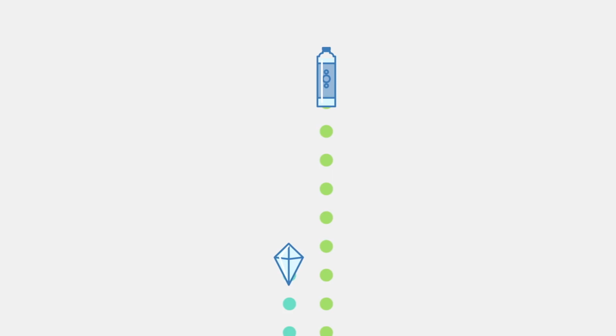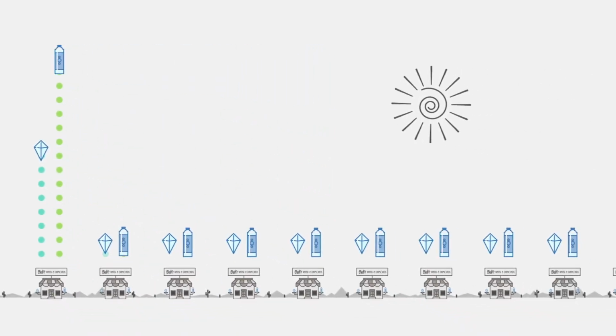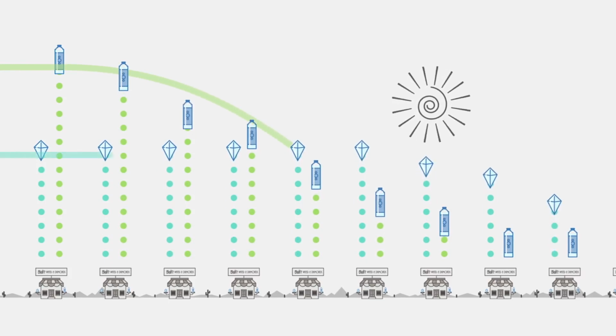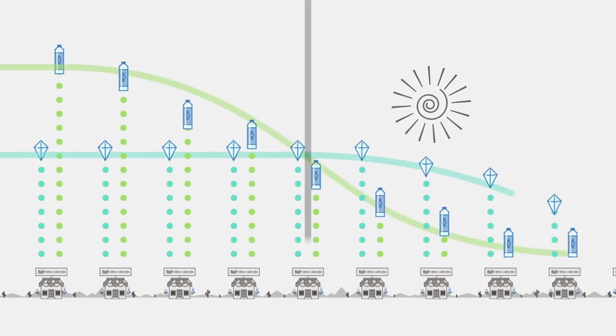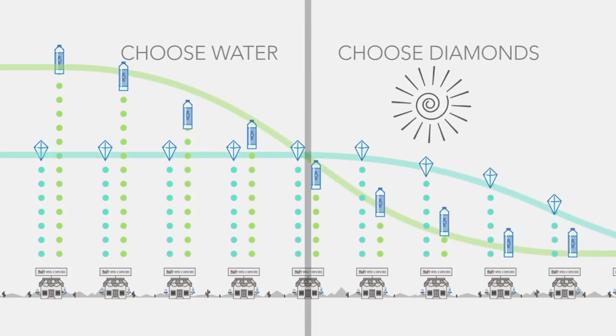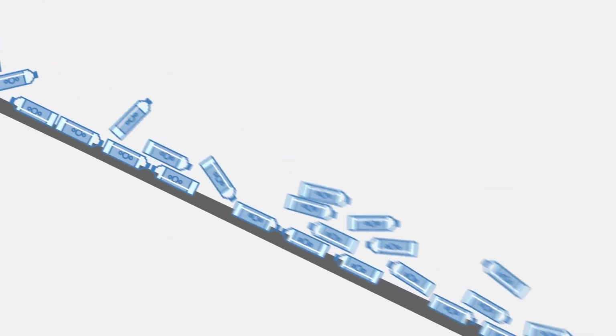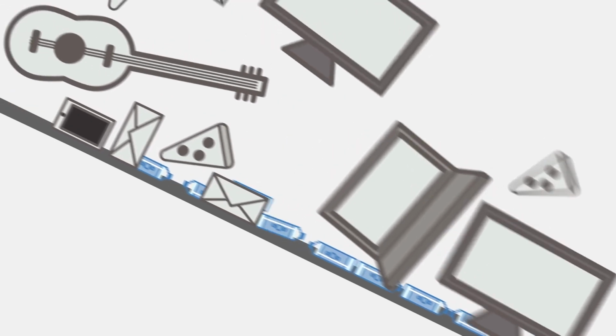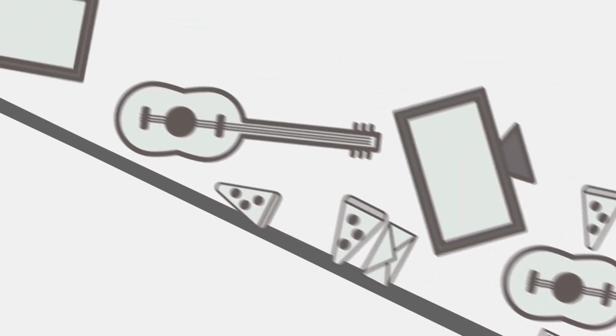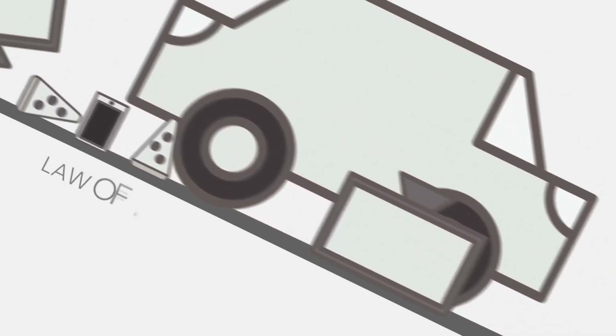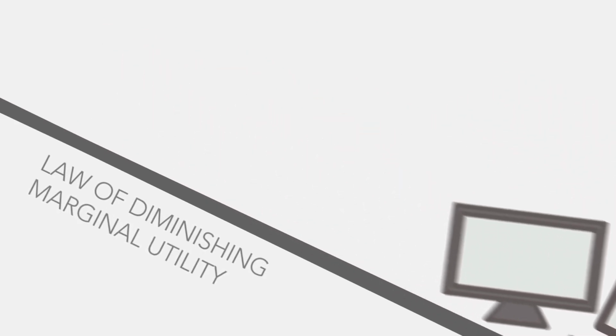The first bottle of water is worth more to you than any amount of diamonds, but eventually, you have all the water you need. After a while, every additional bottle becomes a burden. That's when you begin to choose diamonds over water. And it's not just necessities like water. When it comes to most things, the more of it you acquire, the less useful or enjoyable every additional bit becomes. This is the law of diminishing marginal utility.